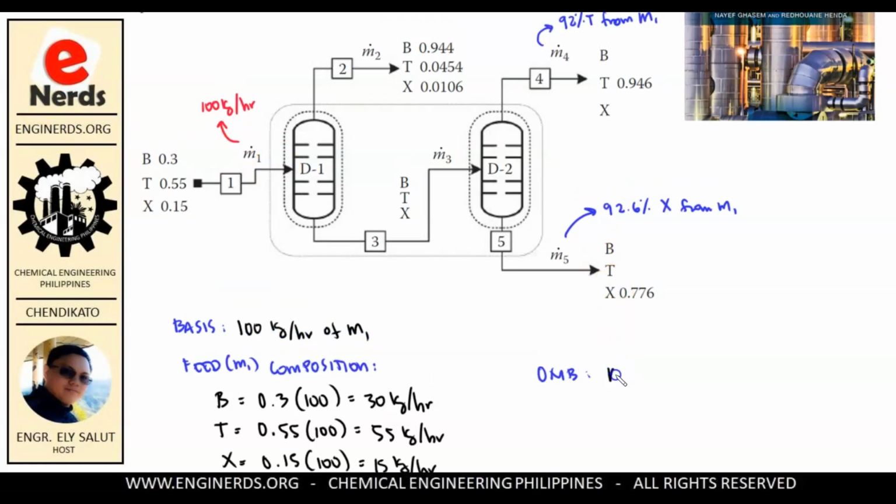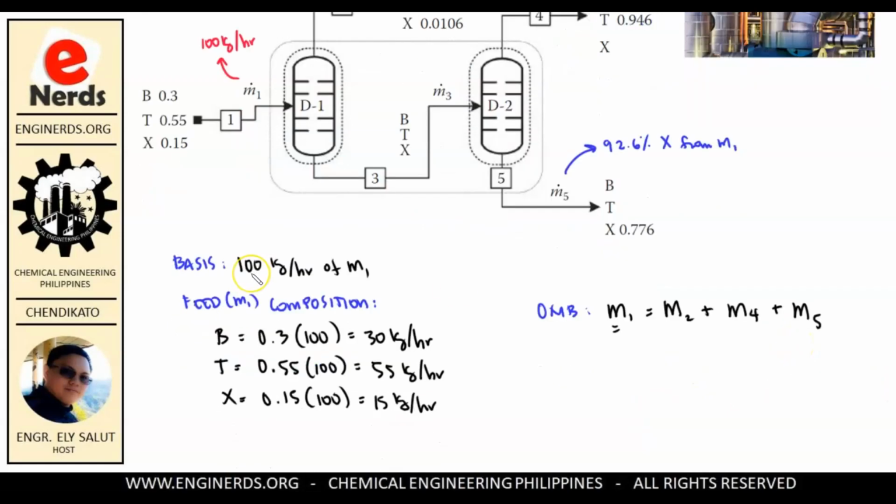Okay, so M1. And the rest are leaving. So this is equal to, we have M2, which is leaving, plus M4, which is leaving, plus M5, which is also leaving. Okay, so sa lahat ng ating given dito, ang meron lang tayong value is yung ating M1. The rest are unknown. Then, let us have our material balance in our Unit 1.